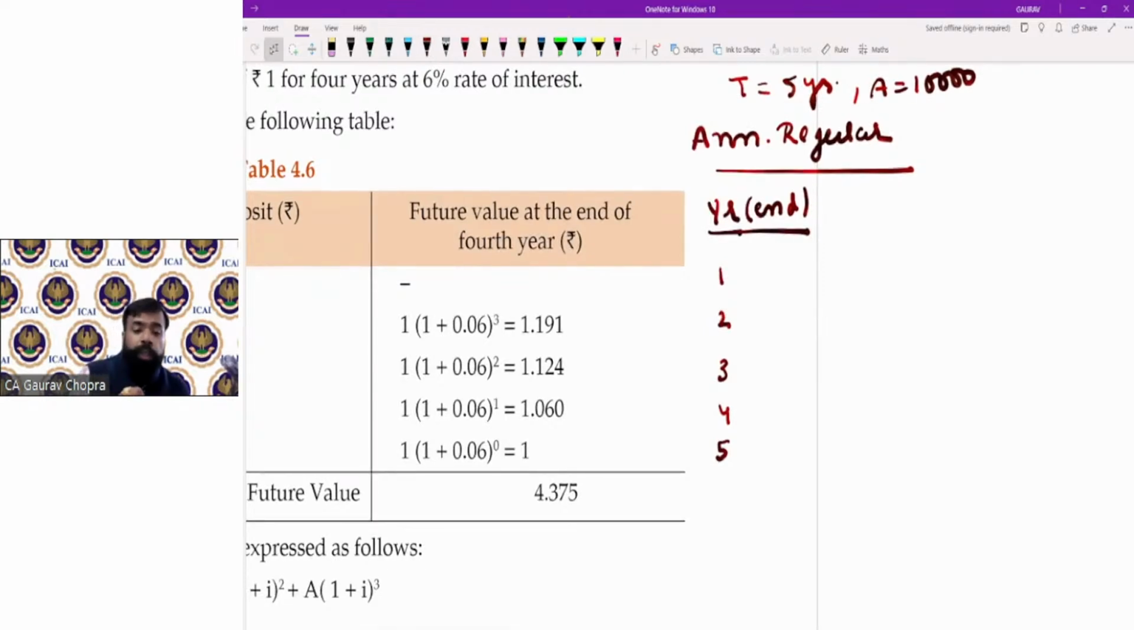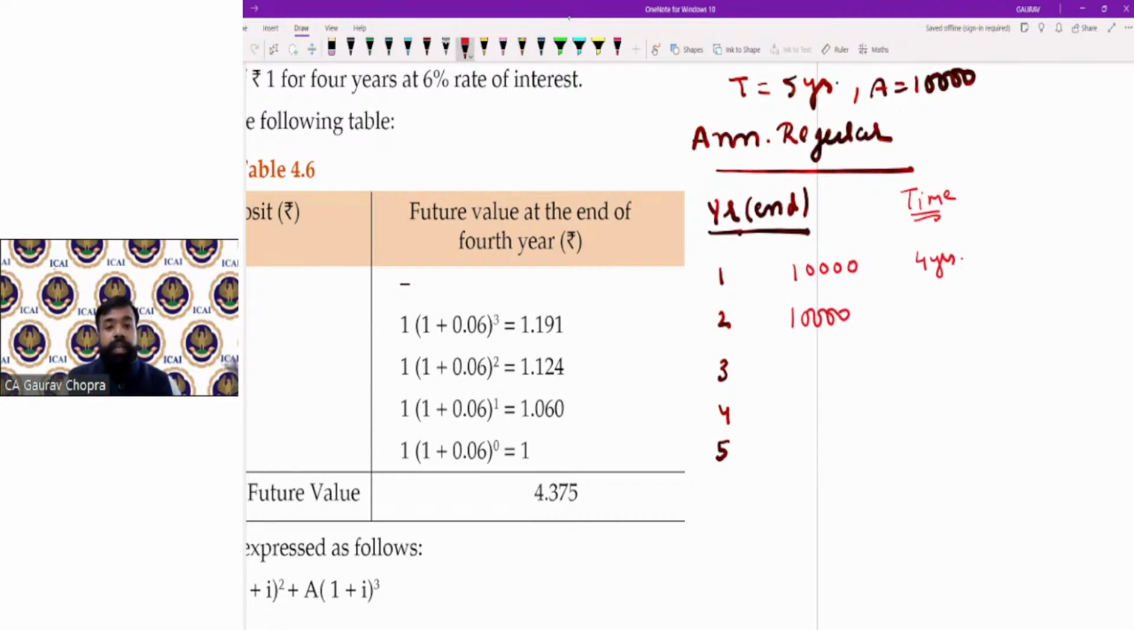सो माय फर्स्ट क्वेश्चन टू यू, जो हमने फर्स्ट ईयर के एंड में 10,000 डिपॉजिट किया है, इस पे कितने साल का इंटरेस्ट मिलेगा? तो सिंस फर्स्ट ईयर तो पूरा एंड हो चुका है तो फर्स्ट ईयर का तो इंटरेस्ट हमें नहीं मिलेगा। टोटल टाइम 5 years है, तो 5 minus 1 बिकम 4। तो फर्स्ट इन्वेस्टमेंट पे 4 years का इंटरेस्ट मिलेगा। नेक्स्ट इन्वेस्टमेंट कब हुआ है?